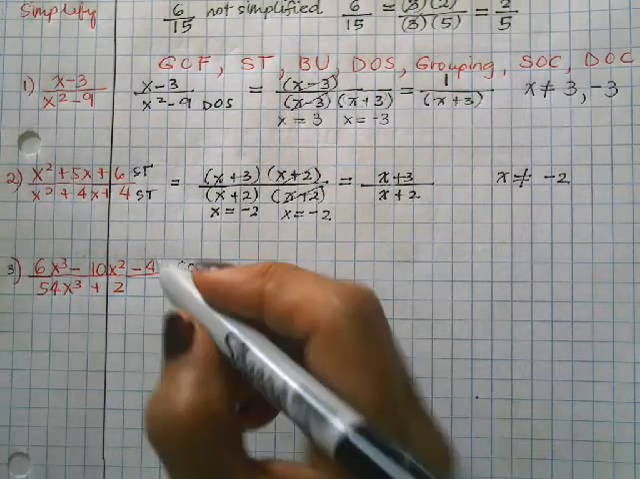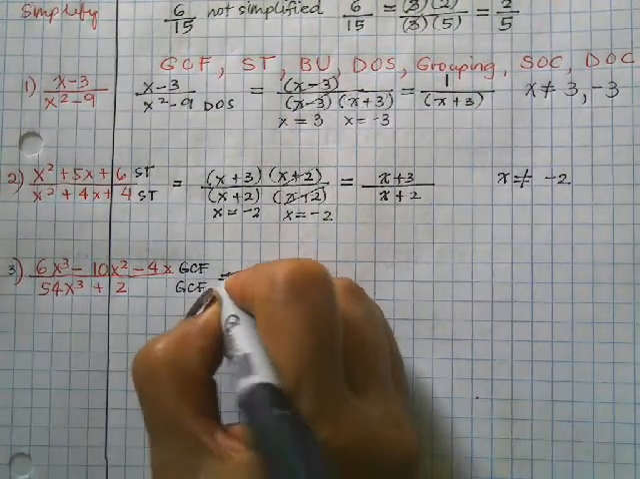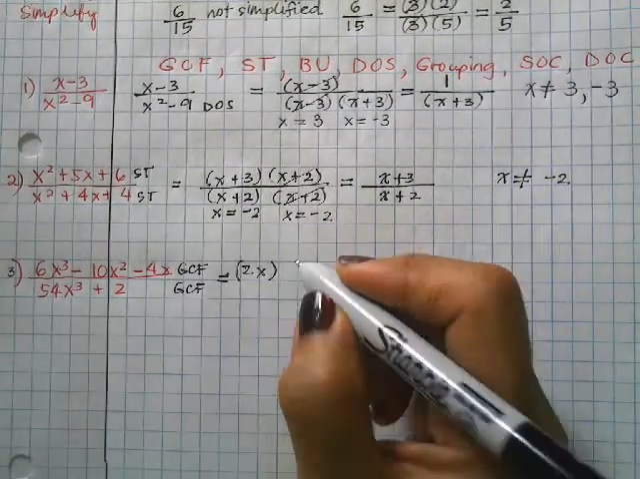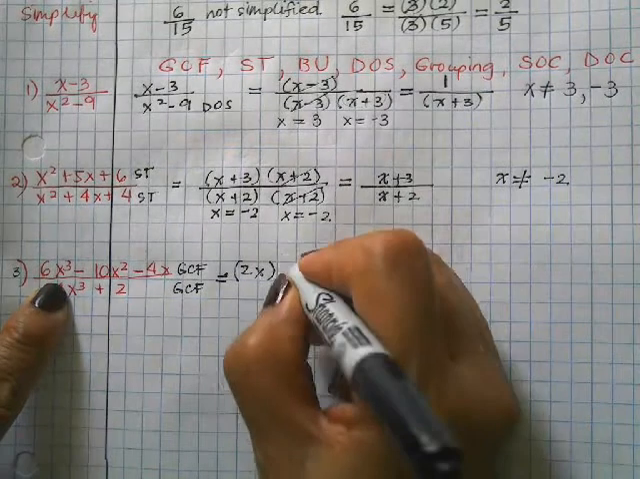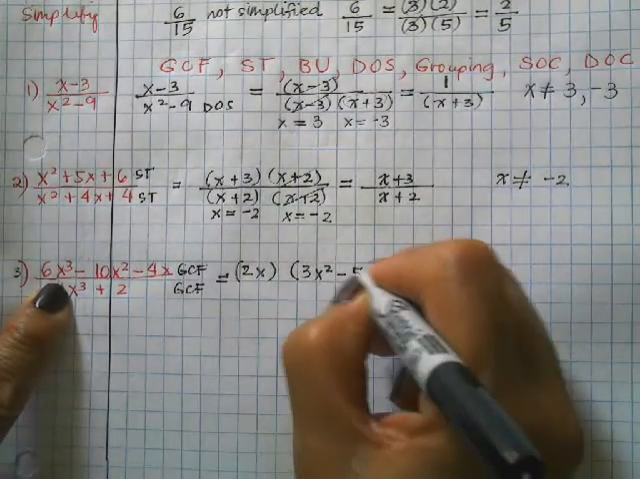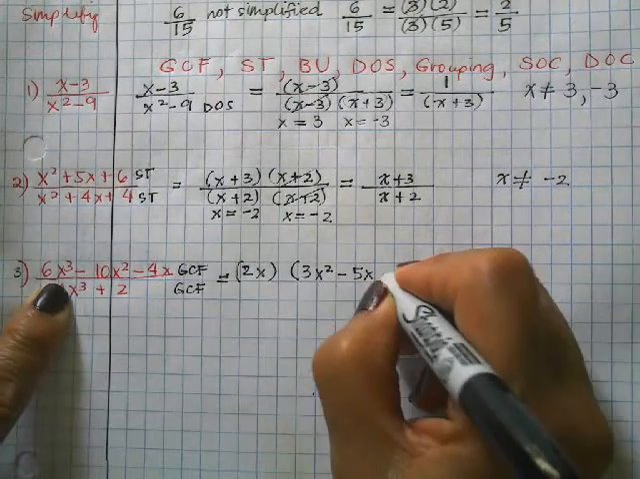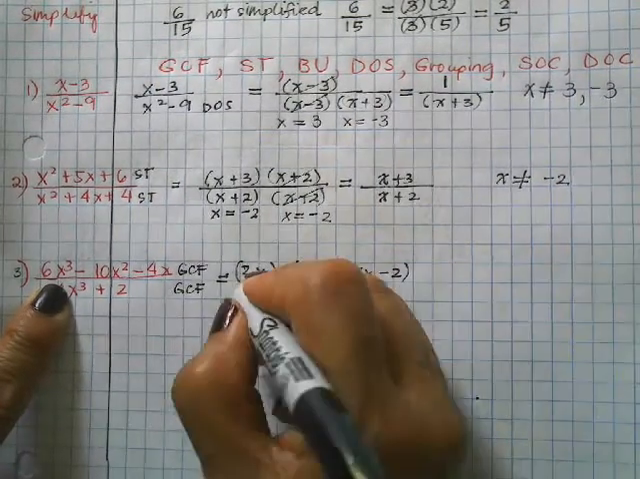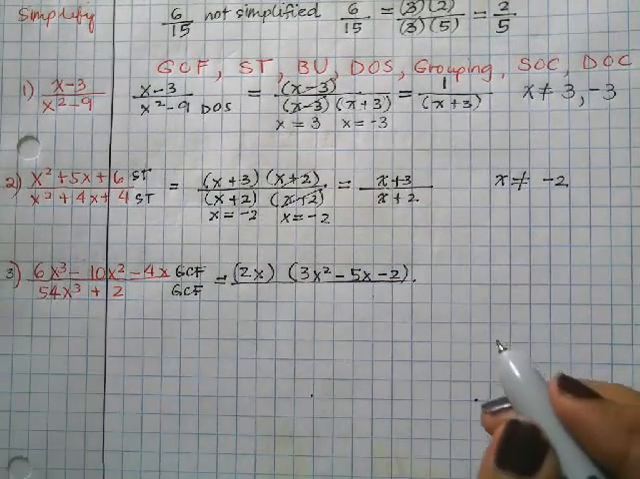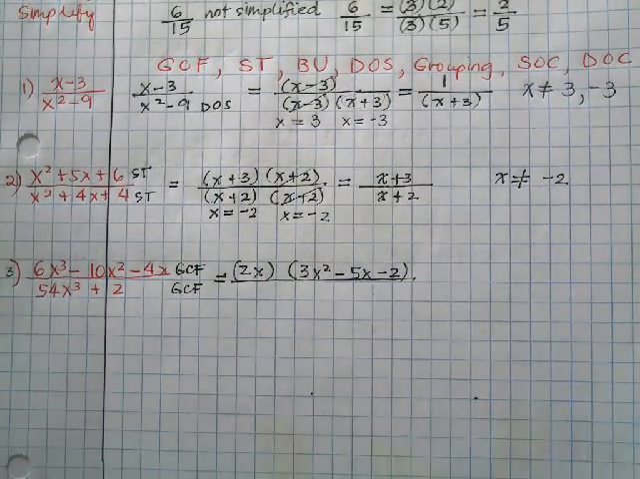Okay, let's continue here. So I hope you found your GCF. I see 2x on the numerator. So if we factor out 2x here, that would be 3x squared minus 5x minus 2 all over... Let's look at our denominator. I see 2.